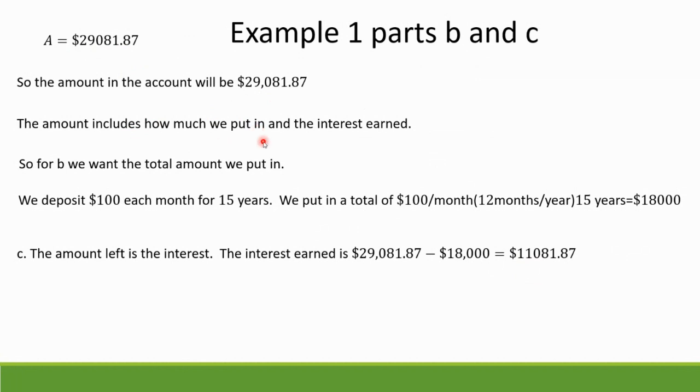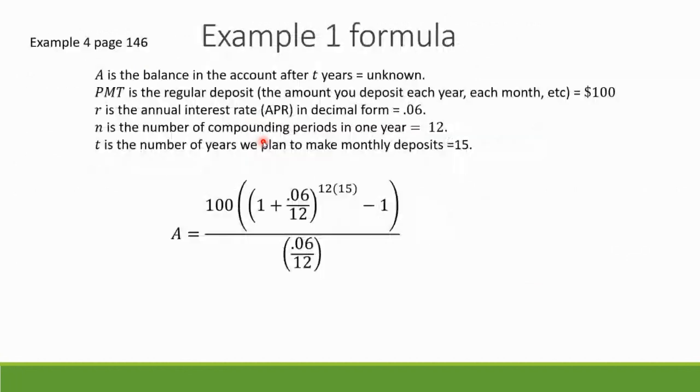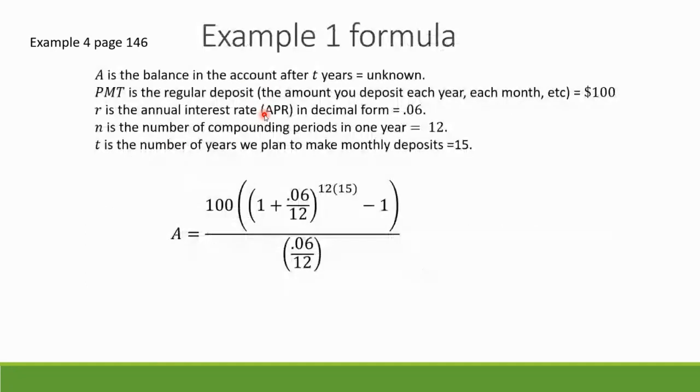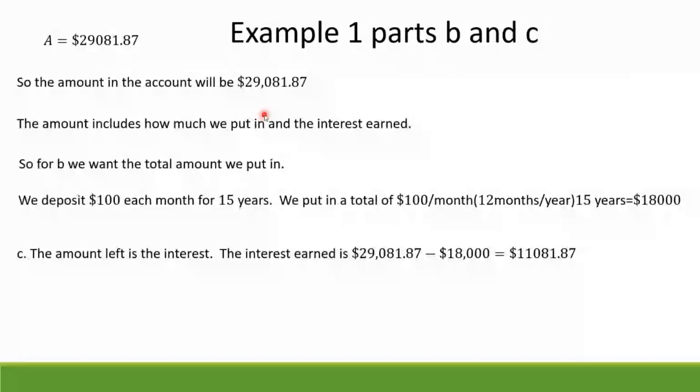But for part B, remember, we wanted to know how much total money are we putting into the account. So in other words, we deposit $100 each month, right? And this is going on for 15 years. What they're asking is, in total, how much are we putting in to the account? So again, we do $100 per month, and this is for 15 years.